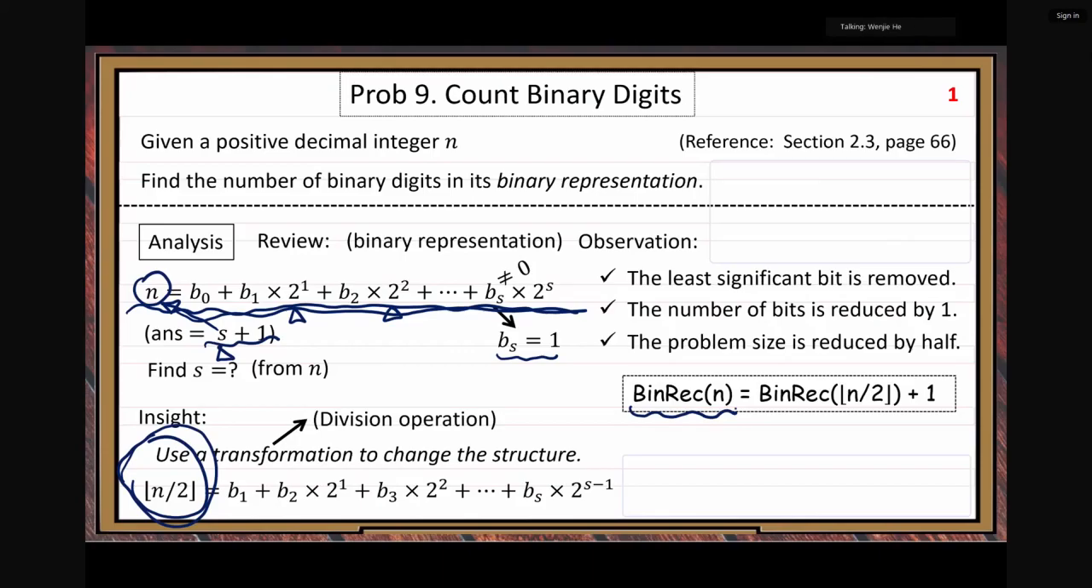Binary recursion, this function of n, size n, equals this function on a smaller problem size, and the gap difference is 1. So you add that difference 1 back to the solution of the smaller problem size, then you get a solution of the original problem size. That is the recursive formula.